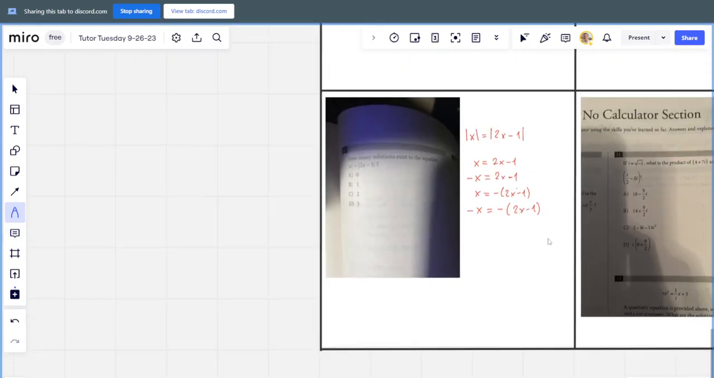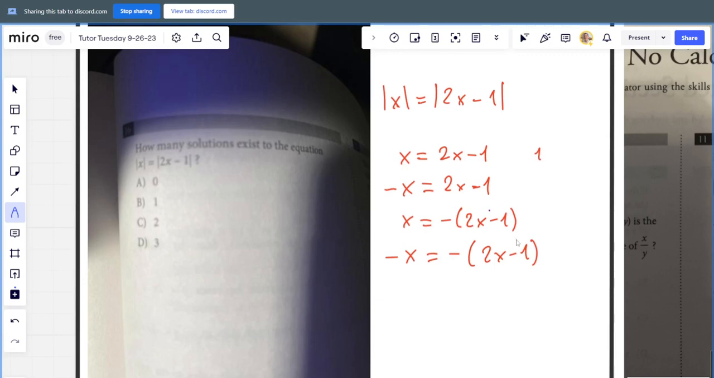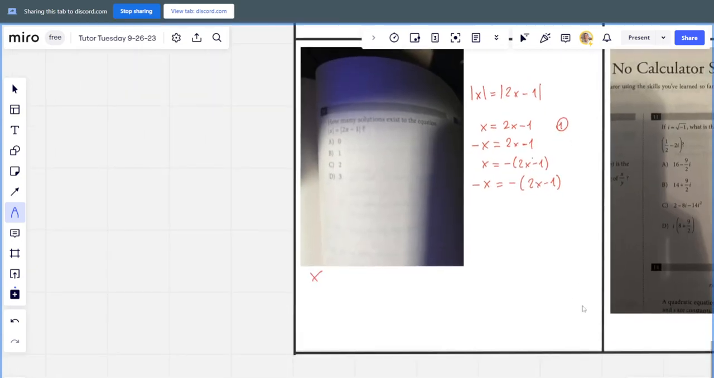Let me label them. So case 1, if x equals 2x minus 1, we can add 1 to both sides, subtract x, we get x equals 1. For case 2, we could write in negative x, there's case 1, case 2 right here, negative x equals 2x minus 1, we can add 1 to both sides and add x to both sides, divide by 3, x equals 1/3.